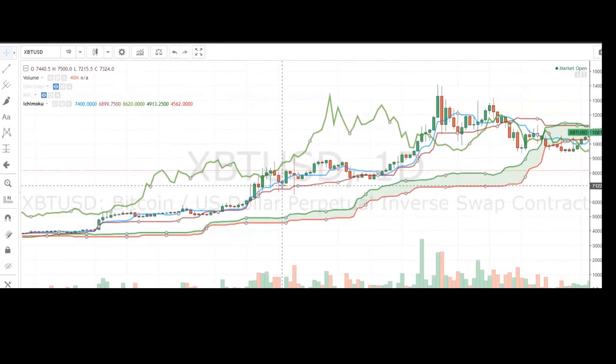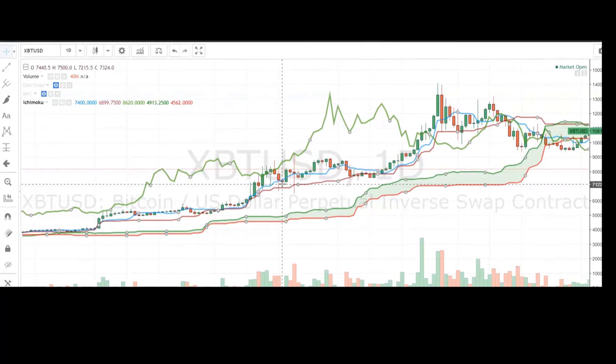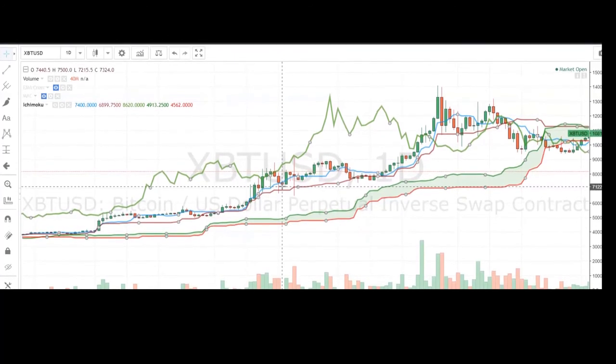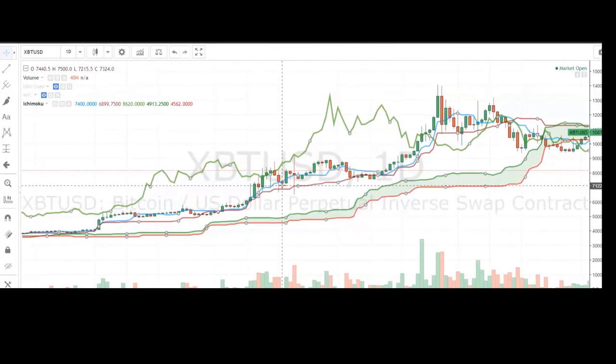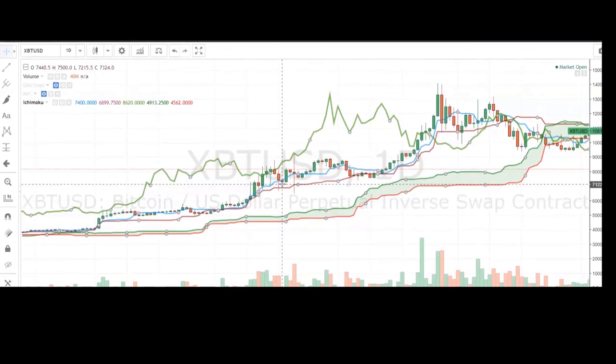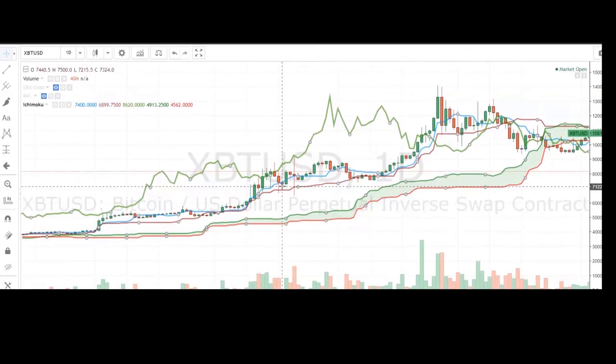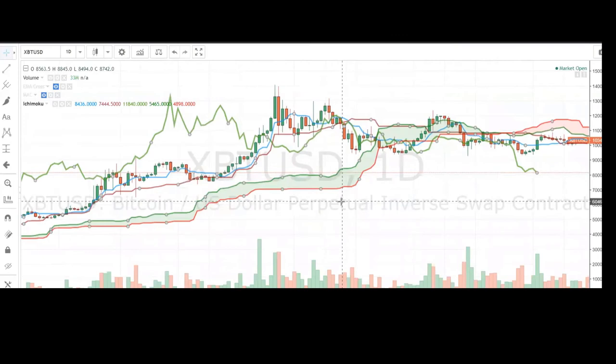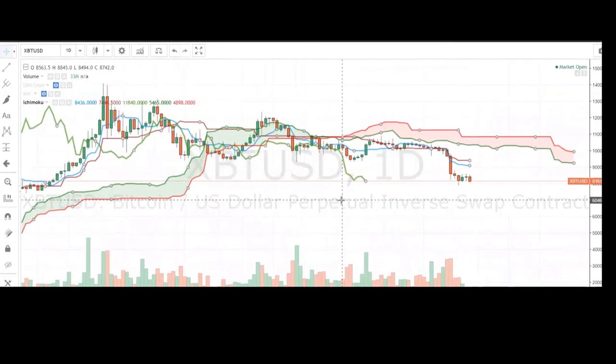Basically, if you want to do well in the crypto market, you need to learn how to control your emotion. If you can't control your emotion, you are going to enter a lot of bad trades. Sorry for the word, but basically this is the Ichimoku Cloud and how it works.